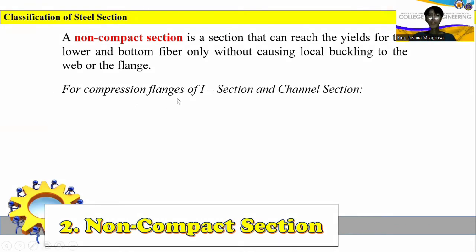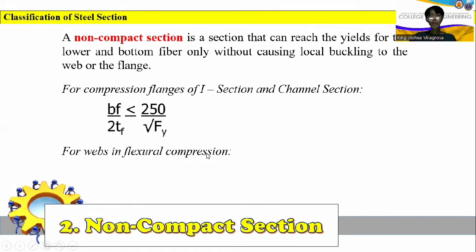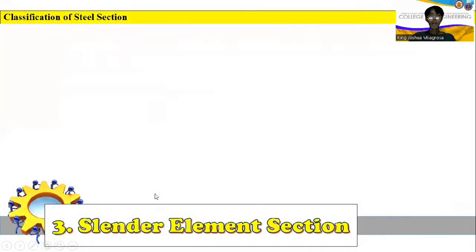So, for compression flanges of I section and channel section, dapat yung quotient ng base flange over twice nung thickness ng flange is less than or equal to the quotient of 250 all over the square root of Fy. So, for webs in flexural compression naman, dapat yung quotient ng H over thickness ng web is less than or equal to the quotient of 1,995 over the square root of Fy.